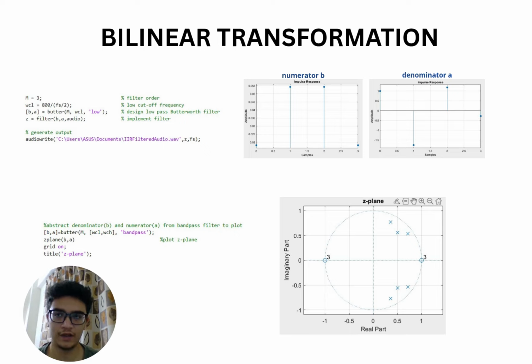We can see the impulse response in numerator b and the denominator a. This shows the filter coefficients in the time domain. Below that, we have the z-plane. It shows us the poles and zeros locations. So we have 6 poles and 3 zeros. In this unit circle here, we can see that the system is stable.